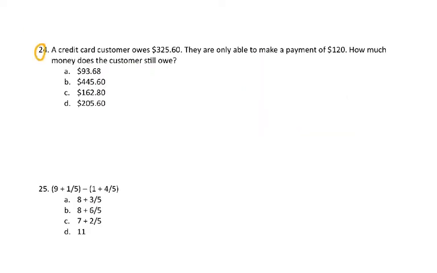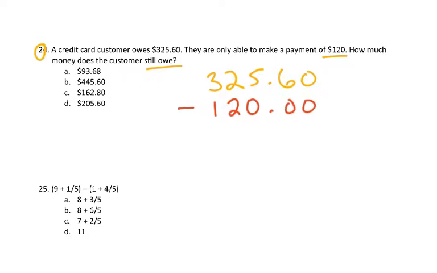24 says that a credit card customer owes $325.60. They only make a payment of $120. So if they pay on it, and then it's asking how much do they still owe, I'm going to subtract. I want to take off that 120. And the important part here is that I line up my decimals. So I want to make sure 120 is in the 100 spot, the 10 spot, and the 1 spot. And if I have a decimal here, there's a 0, 0 here, so there's no decimal afterward. And then I'm just going to subtract like normal. 0 minus 0 is 0. 6 minus 0 is 6.